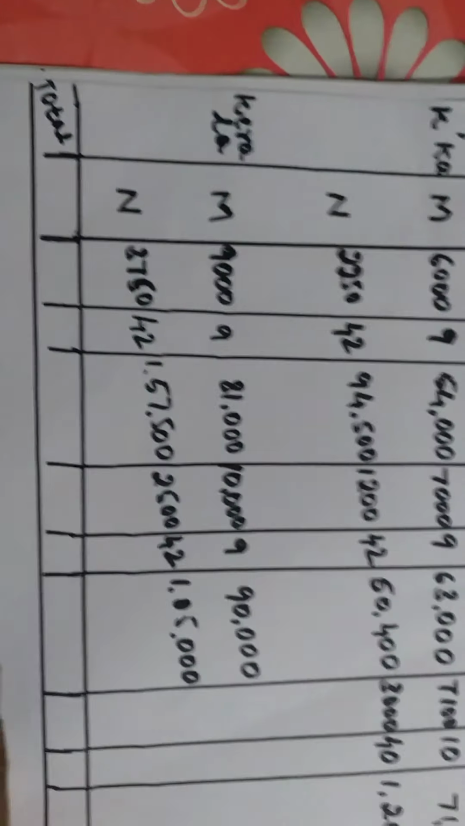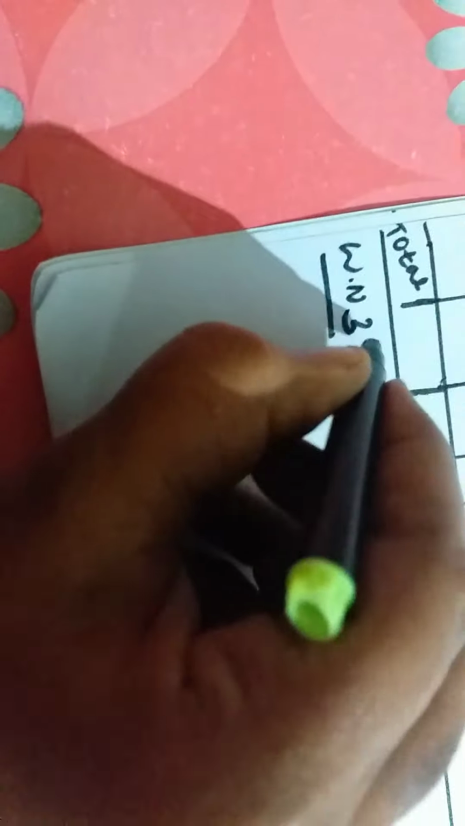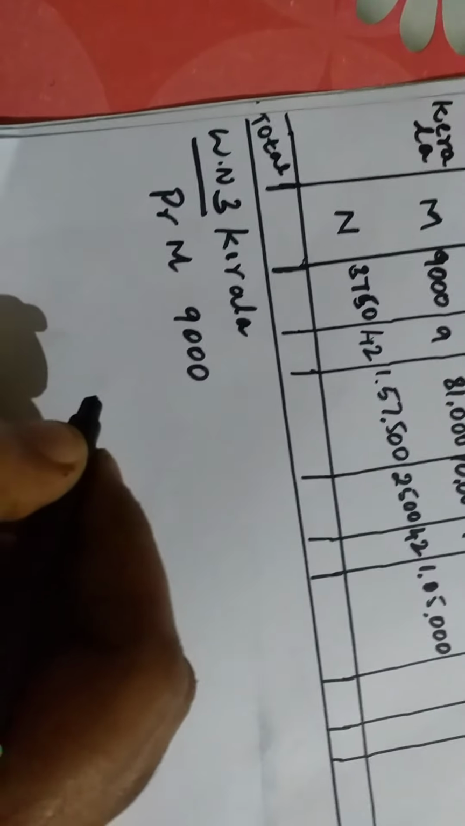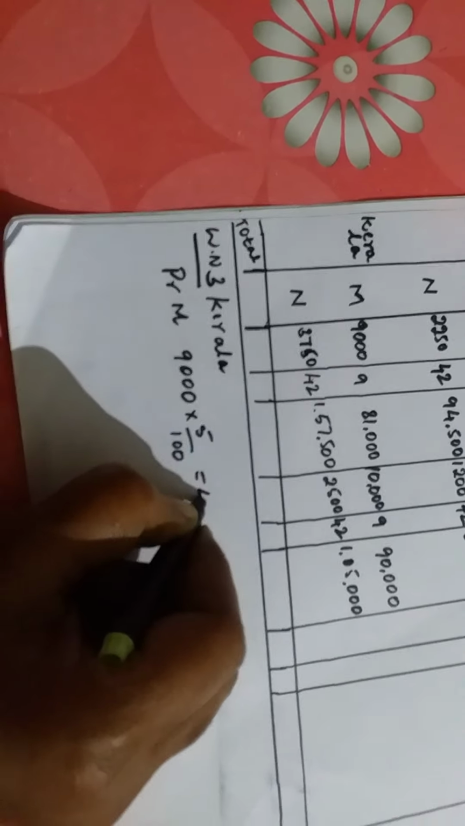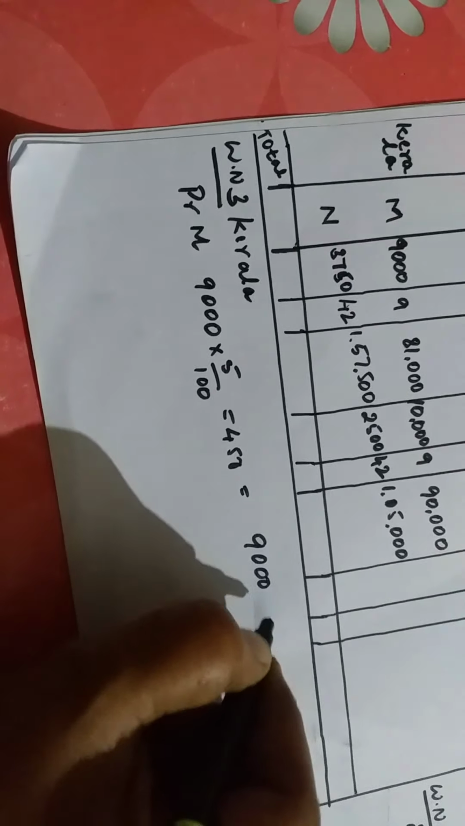Similarly for Kerala, for product M, 9,000 is the budgeted sales for the current year. Similarly, you have to do another working note. Working note 3. For Kerala, what are the changes that we have to calculate? See, for product M, the budgeted sales for the current year is 9,000 units, and the sales get increased by 5%. It comes to 450.